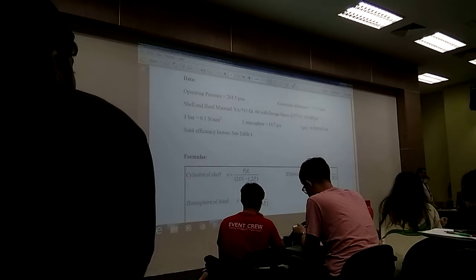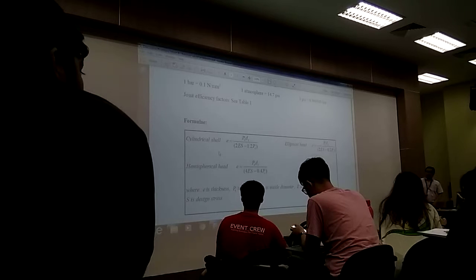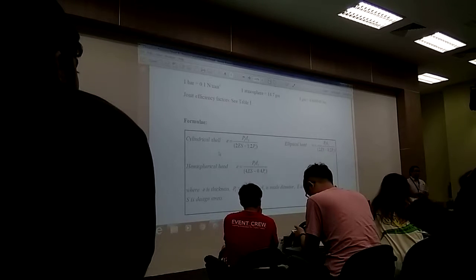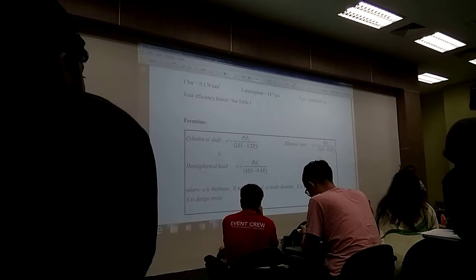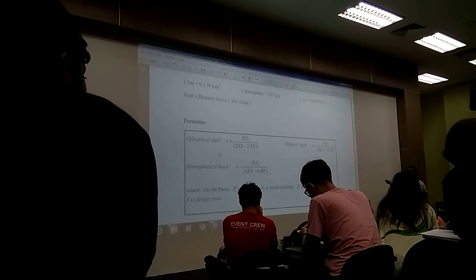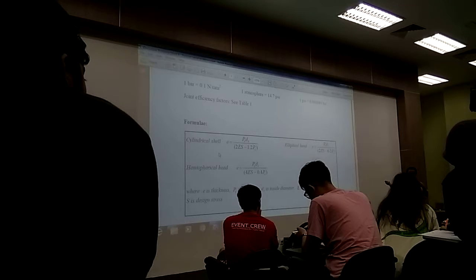So how to solve this? Just simply use the formula given here. This is for the cylinder shell, but remember you have two heads. One at the top, one at the bottom. So you need to do two calculations. One for the top, one for the bottom. The only difference here is the diameter.